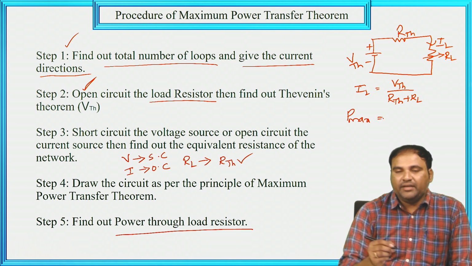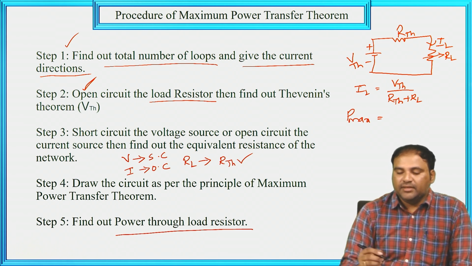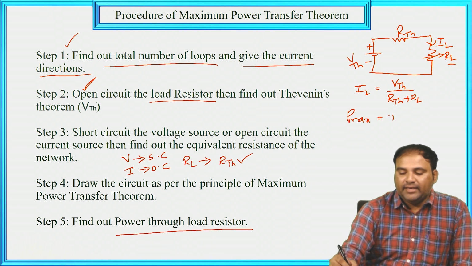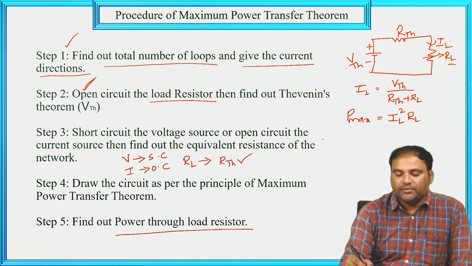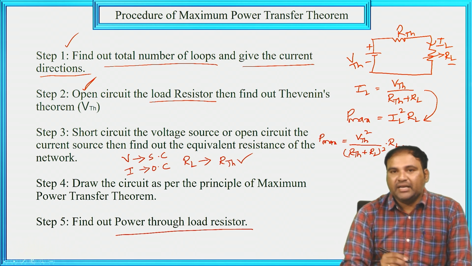Here the power through the load resistor, that is P max, equal to, we already know the power equation: V into I, or I square R, or V square divided by R. Here I am taking the I square R equation. So power through load means IL square into RL. Now the maximum power P max equal to, substituting this IL value in this equation, we'll get VTH square divided by RTH plus RL whole square into RL is the maximum power equation.